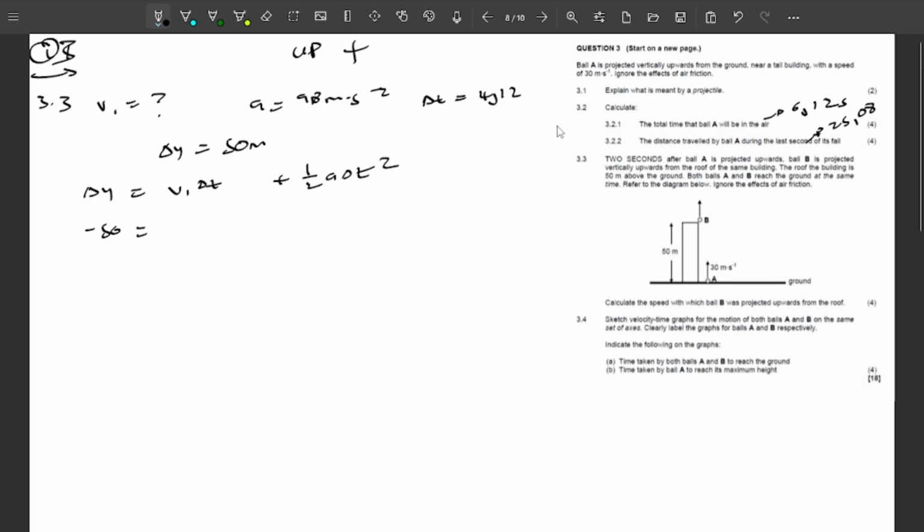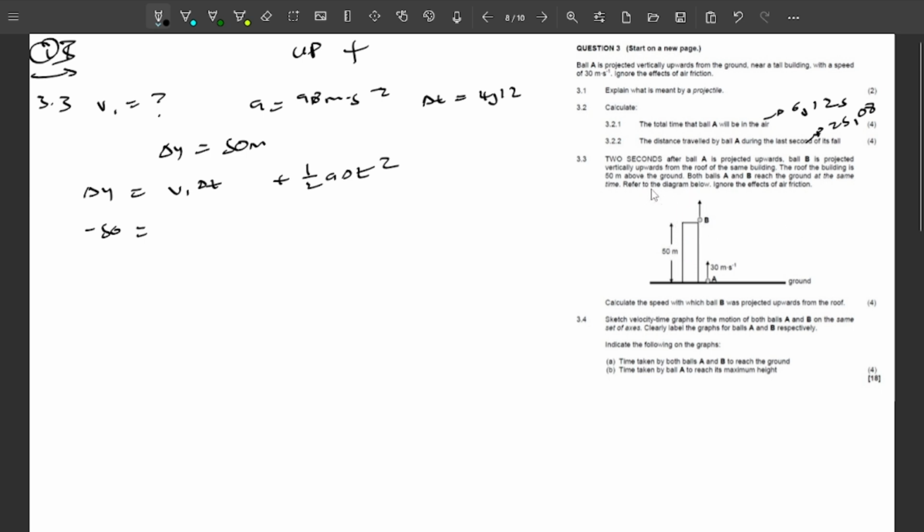Negative 50. The reason for the negative, let me show you a little bit of a trick. Let's assume that this is a Cartesian plane, right? Now this ball B is projected from this point. Anything below ball B is negative. We said up is positive, that's why 50 is negative. But if we said down is positive, it would be a positive 50, right?